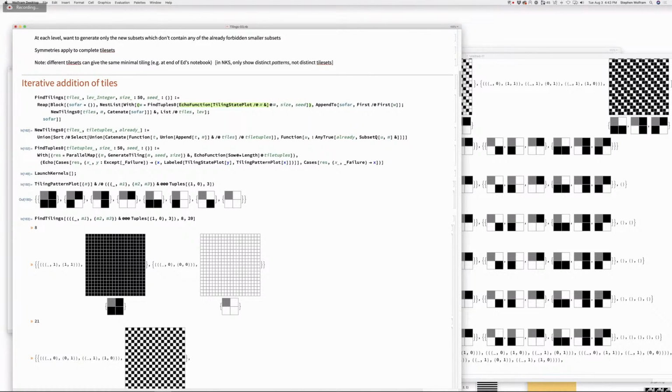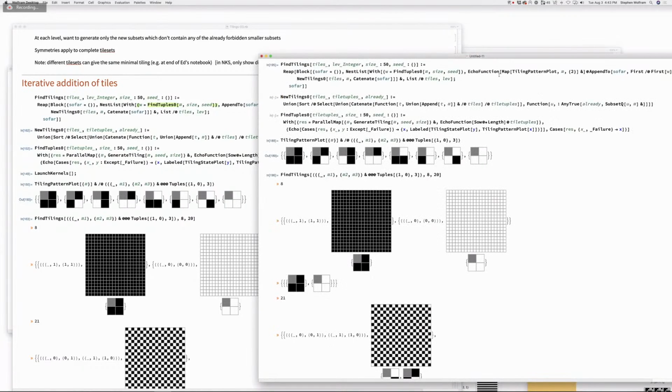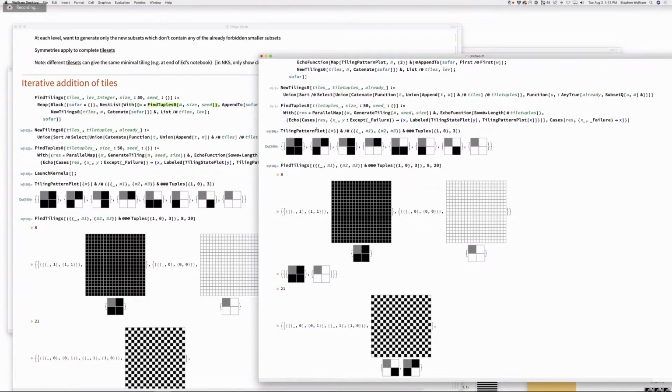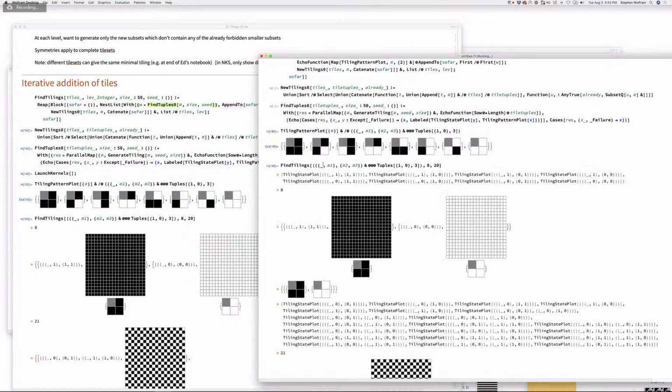So where I want to do it. Sorry, never mind. Hold on 1 second. Okay, here goes. Wait a minute. Why is this? Oh, these are tile sets again. Never mind.